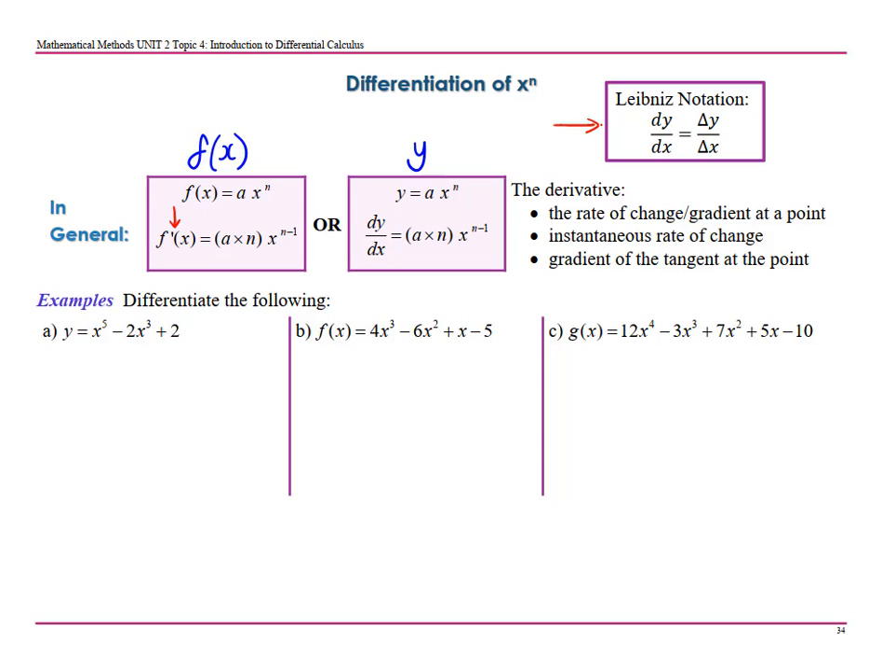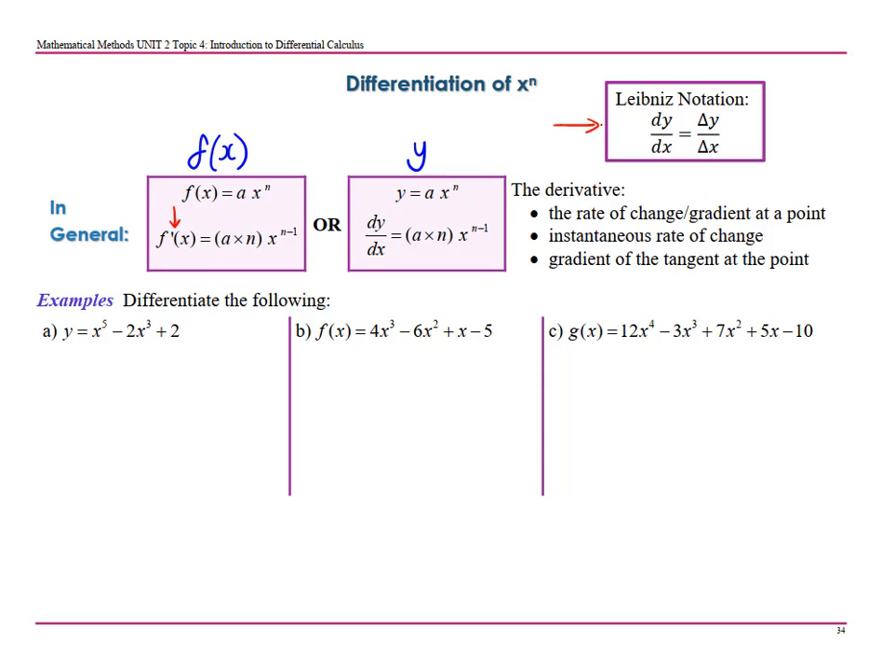Now, on that, remember the key words we're looking at when we know we need to find the derivative. So rate of change, gradient at a point, instantaneous rate of change, gradient of the tangent at the point. Those are the words, when we see those, we have to be thinking we're going to be differentiating.